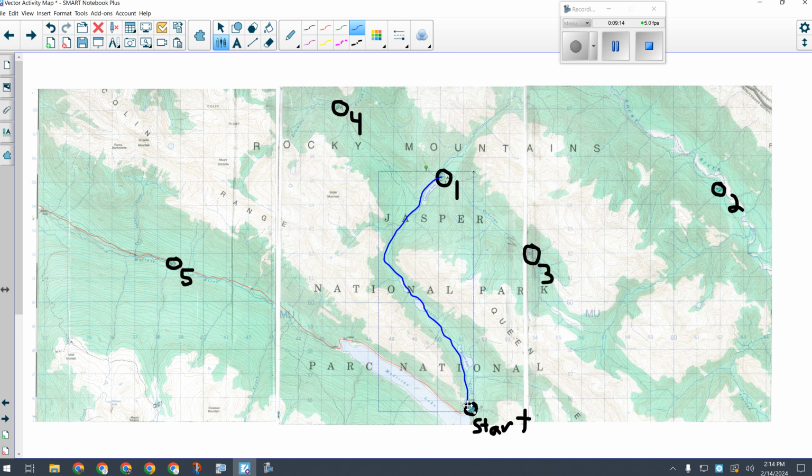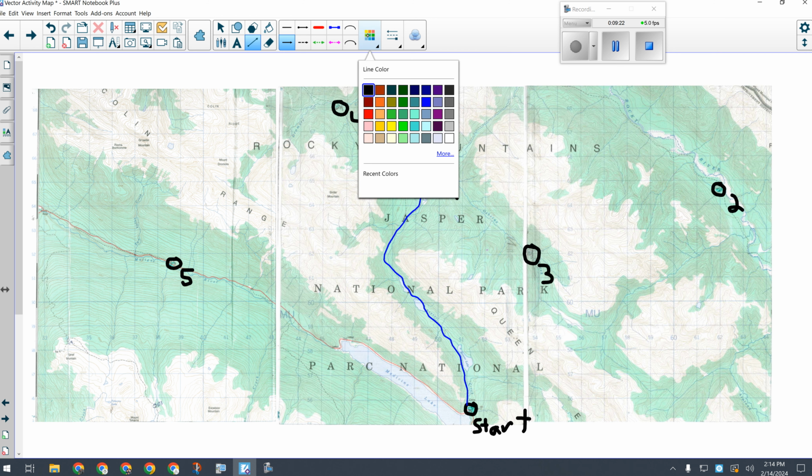Then, I'm going to need to draw a line that represents my displacement. So I'm just going to draw a blue line so it matches here.